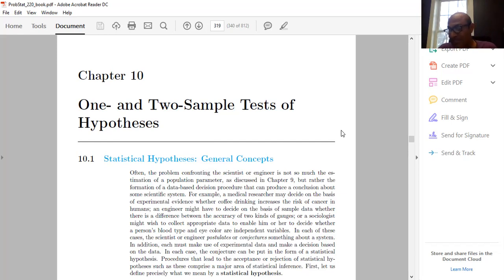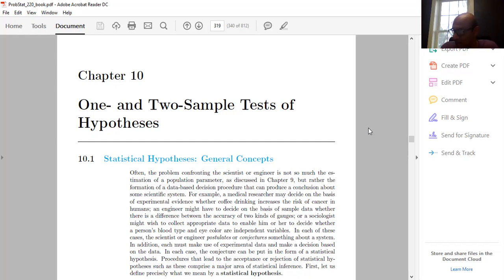The statistical language used in this book is a little different. Fail to reject the null hypothesis means a kind of acceptance. So please keep this in mind: fail to reject the null hypothesis means the acceptance of the null hypothesis. Procedures that lead to acceptance or rejection of statistical hypotheses such as these comprise a major area of statistical inference.